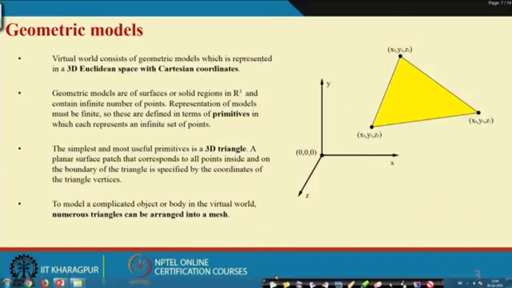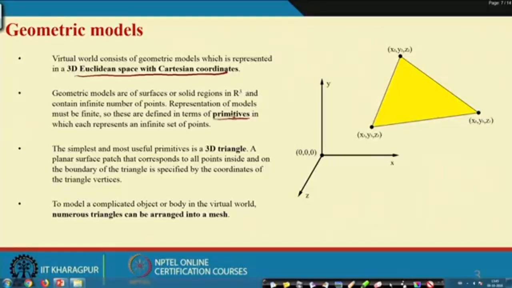In geometric models, first we should know that the virtual world consists of geometric models which are represented in a 3D Euclidean space with Cartesian coordinates. We should focus on this particular line, that is, 3D Euclidean space with Cartesian coordinates. Then the geometric models are the surfaces of solid regions in R3, the real world, containing infinite numbers of points. This representation of models is done in terms of primitives, in which each represents an infinite number of points. A primitive is a small computational program which is very essential to develop any 3D model or any 3D modeling software.